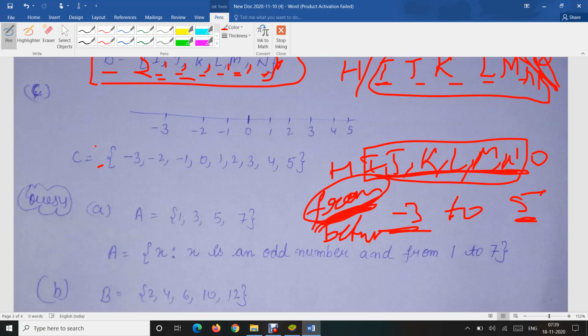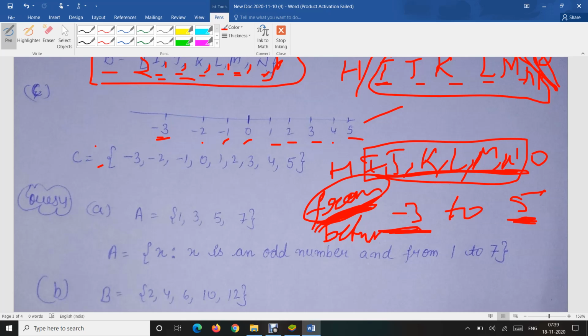So make a number line. Here we have 0, 1, 2, 3, 4, 5 because we require only till 5. And here we have -1, -2, -3 because we require till -3. This is the simple way to understand. If you want, you can write it, and if you don't want to, that is your wish.